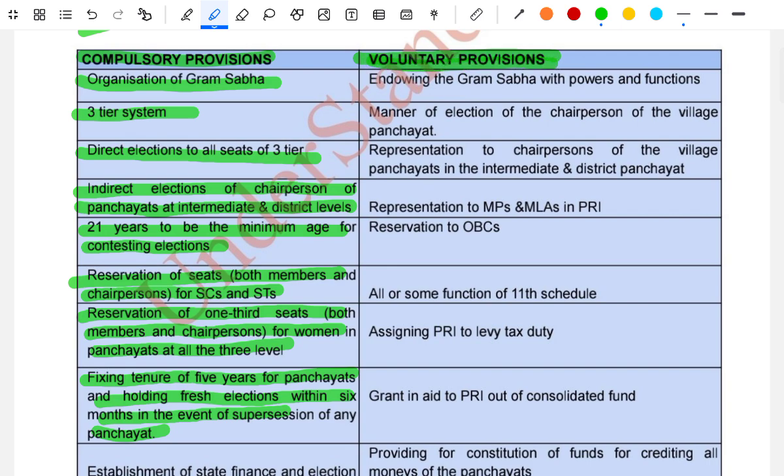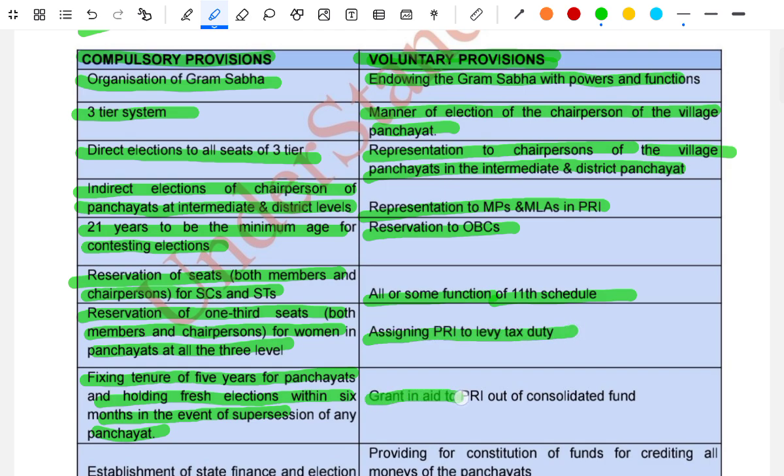Voluntary provisions: endowing the Gram Sabha with powers and functions, the manner of election of the chairperson of the village panchayat, representation of the chairperson of the village panchayat in the intermediate and district panchayats, representation of MPs, MLAs in Panchayati Raj institutions, reservation for OBC, assigning all or some of the functions in the 11th Schedule, assigning the Panchayati Raj institutions power to levy taxes and duties, and grants-in-aid to the PRIs out of the consolidated fund.